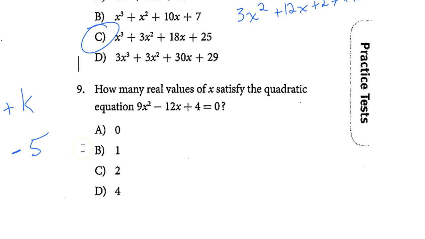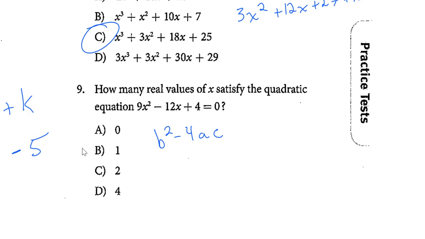Alright, looking at question 9 here. So this deals with the discriminant. So that's part of the quadratic formula. That's x is equal to opposite b plus or minus square root b squared minus 4ac all over 2a. So the discriminant deals with the number of real solutions here. So real values. To find that, we would calculate b squared minus 4ac.